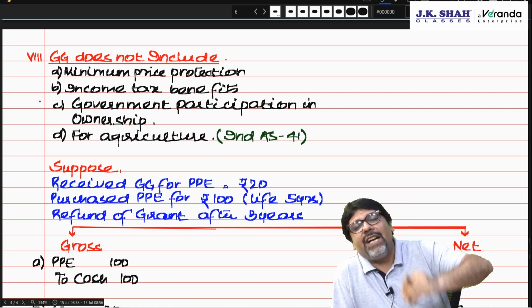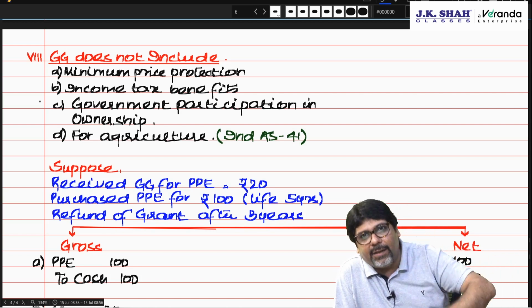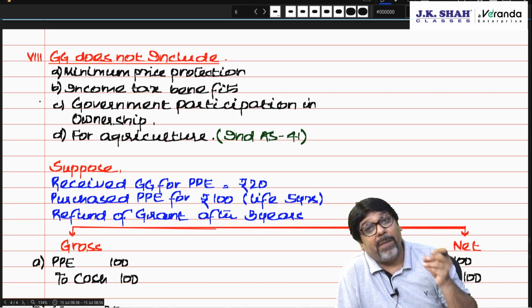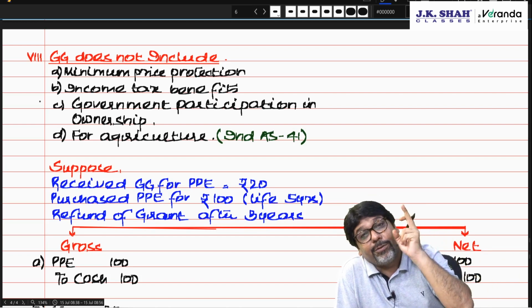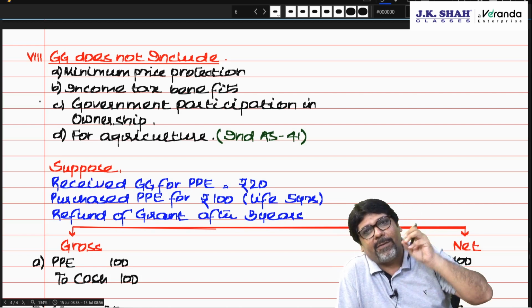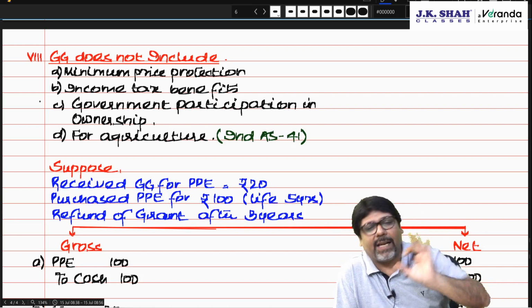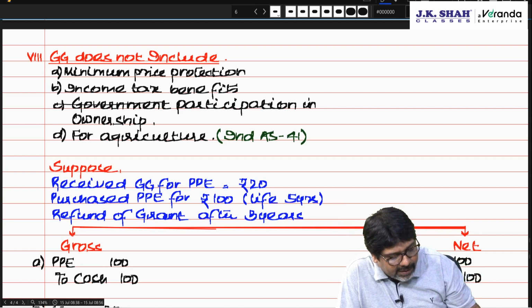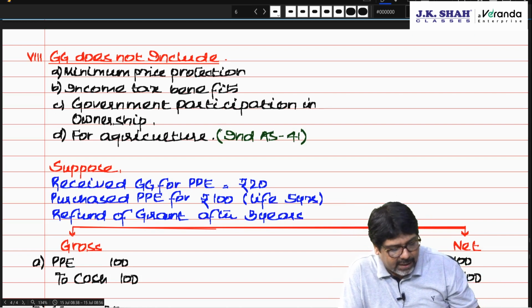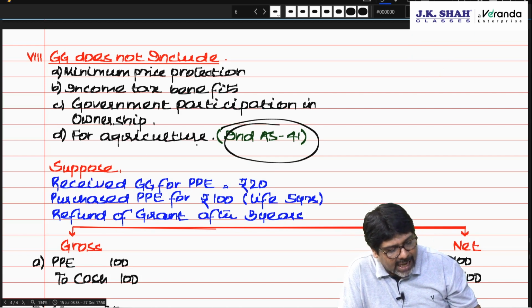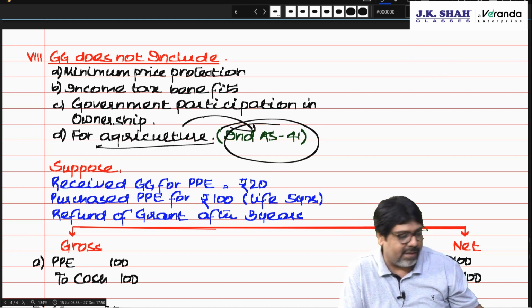Over here grant will hit your PL either today or tomorrow. But promoters contribution grant never hits your PL as per AS. You used to transfer it to capital reserve and there was a condition that you cannot pay dividend out of this capital reserve. That fundamental has been removed from Ind AS. Am I clear? Yes, sir. For agriculture, government grant is covered in the agriculture standard only.